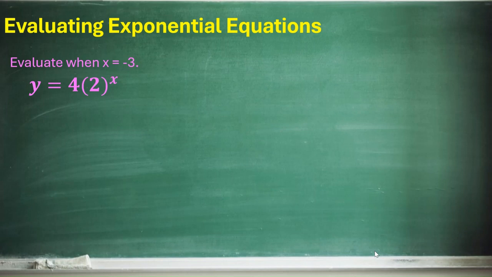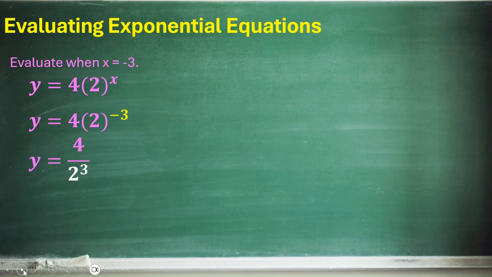So let's get started. We are evaluating, when x equals -3, the equation y equals 4 times 2 raised to the power of x. Evaluate is a fancy way of saying that we are substituting -3, in this case, for x. So let's go ahead and do that. So when I go ahead and substitute -3 for x, I get an equation that looks like this.